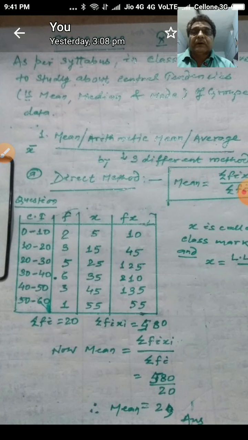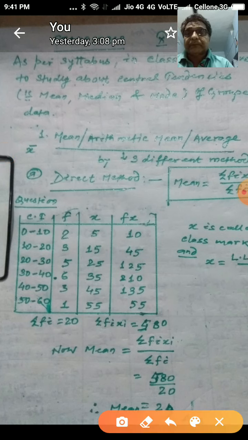So starting from mean, let us consider one question as an example. Mean, which is also called arithmetic mean, is also called average. For finding mean for grouped data, there are three different methods. The first one is the direct method, where we use the formula: the symbol of mean is x bar. So x bar is equal to sigma fi xi divided by sigma fi.